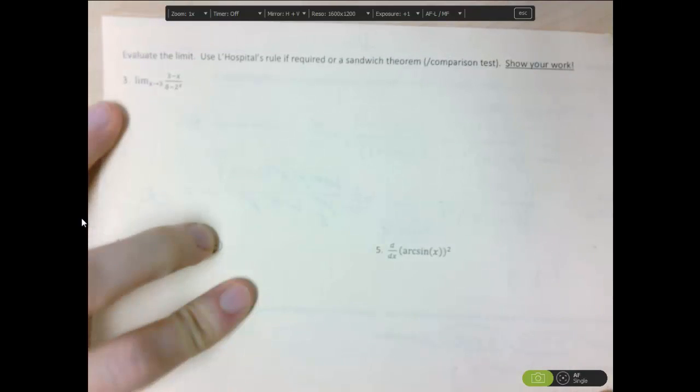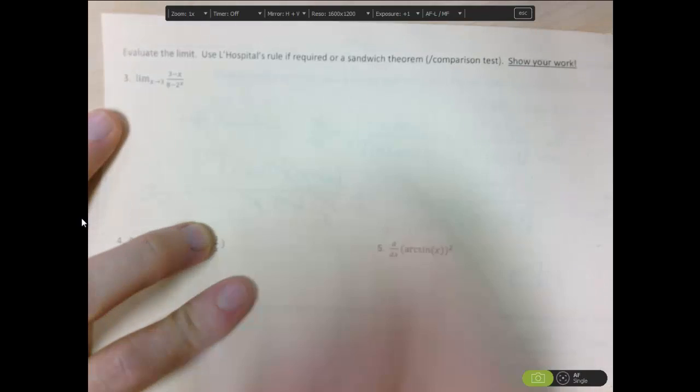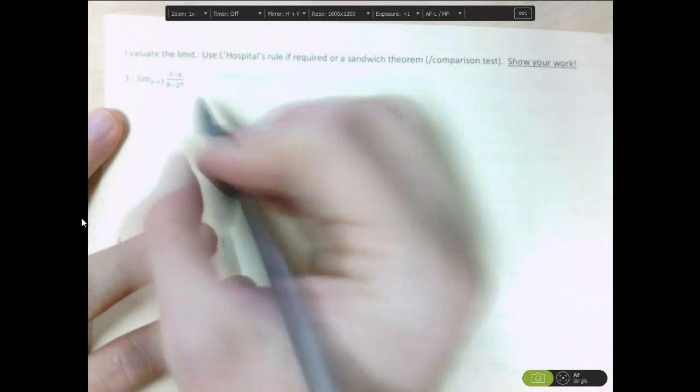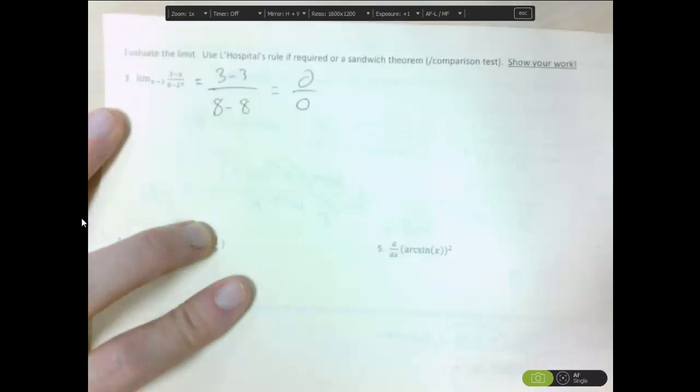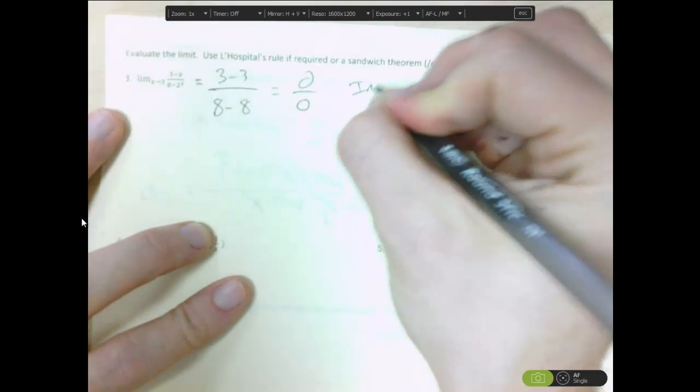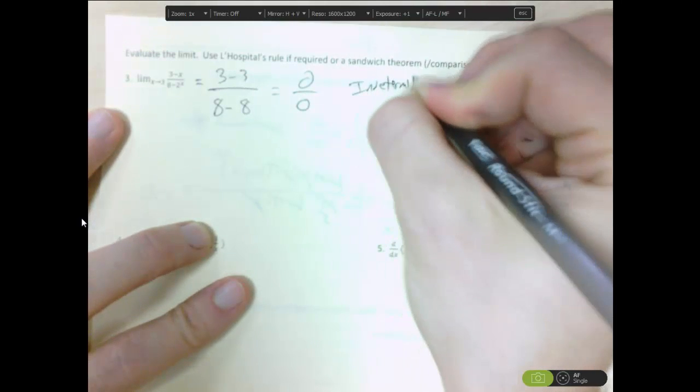All right, let's evaluate this using L'Hopital's rule. So this is, again, a pretty straightforward evaluation. Here x is approaching 3, so let's just dumbly try and plug it in. Here I've got 3 minus 3 over 8 minus 2 to the 3, which is 8. So that gives us 0 over 0, which is an indeterminate form. So I will apply L'Hopital's rule.